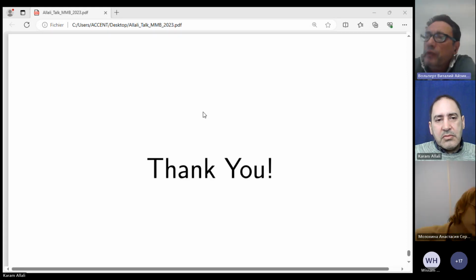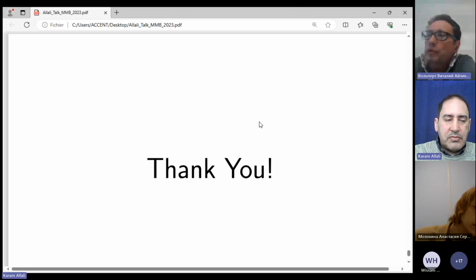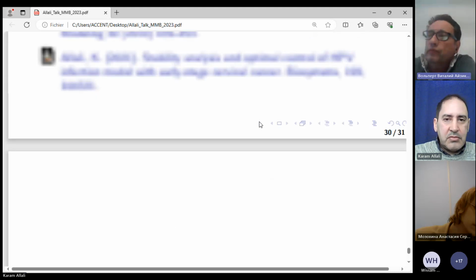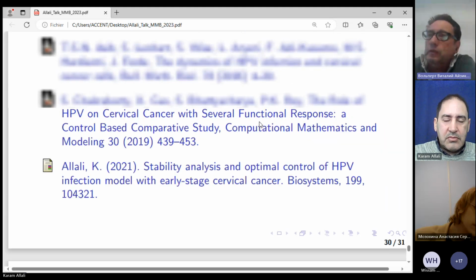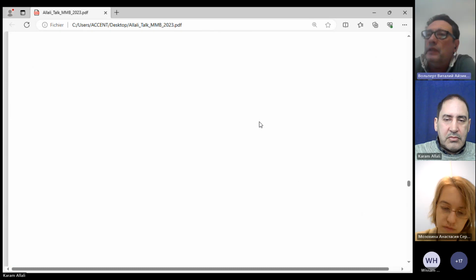I also have another question about the model now. If you can return, please, to slide number 4, I believe, or maybe the next one, where you show the equations or the scheme of these interactions between cells.